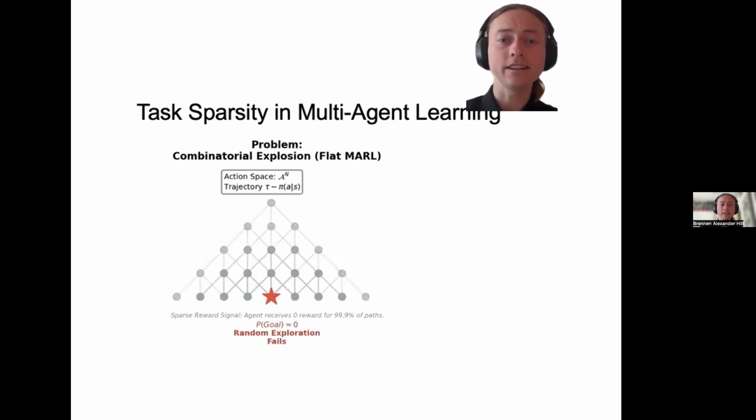Let's look at why this is necessary. In domains like robotic soccer, we face a combinatorial explosion. If you look at the left side here, we have a flat multi-agent reinforcement learning problem. With multiple agents in a continuous action space, the joint trajectory space is massive. Because the reward signal, such as for scoring a goal, is extremely sparse, the agent receives zero reward for 99.9% of its paths. Essentially, the probability of stumbling on a complex coordinated behavior by random exploration is effectively zero.